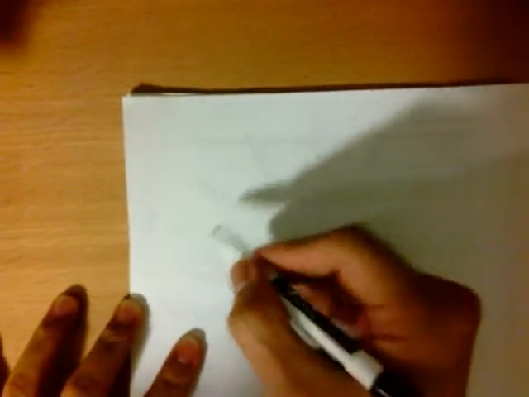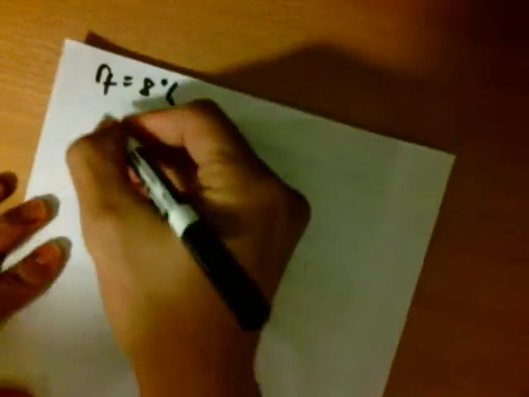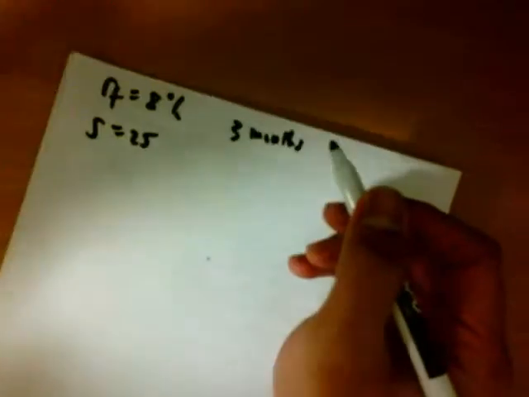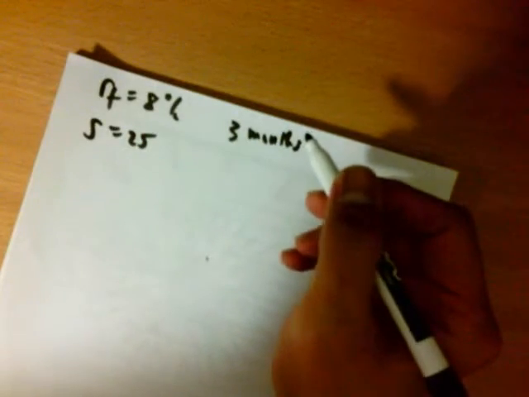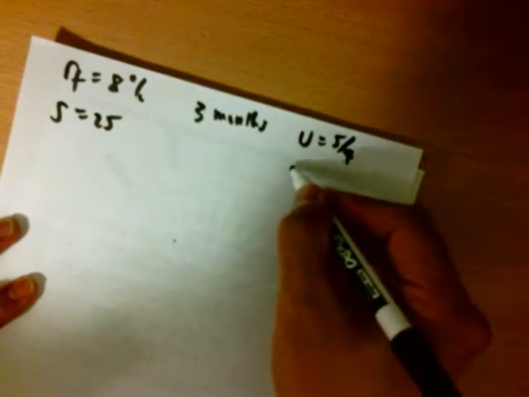All right, so now I'm going to expand the 1 period model into a 2 period model. Okay? From the 1 period model to the 2 period model. It's still the same concept. So let's say RF equals 8%. Let's say S equals 25. It's 3 months. U equals 5/4. X equals 28.